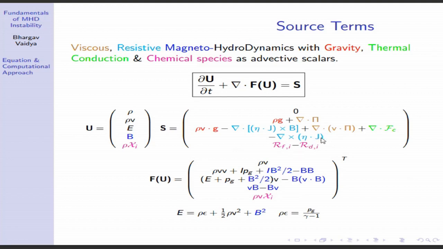Because it is del cross E, or J, but J is also del cross B, so you can write it as a divergence term. For example, this is the thermal conduction flux. This is also a divergence, which can go inside the energy. So there are certain things which are conservative, and certain things which are non-conservative. We will look into these.